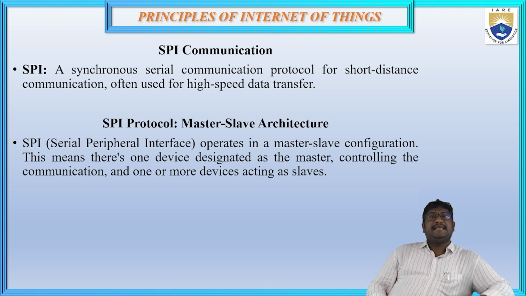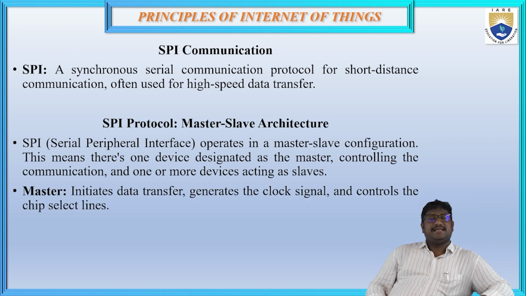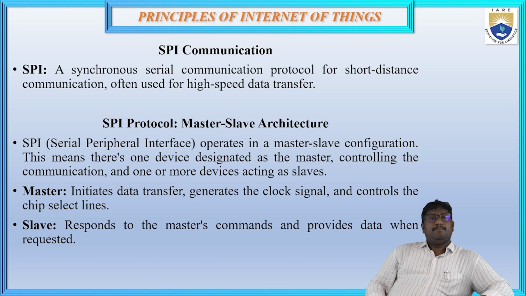And coming to SPI, which stands for Serial Peripheral Interface, it operates in a master-slave configuration, which means one device is designated as the master that controls the communication, and one or more devices act as slaves. Master is the one which initiates the data transfer, generates the clock signals, and controls the chip select lines. Slave responds to the master's commands.